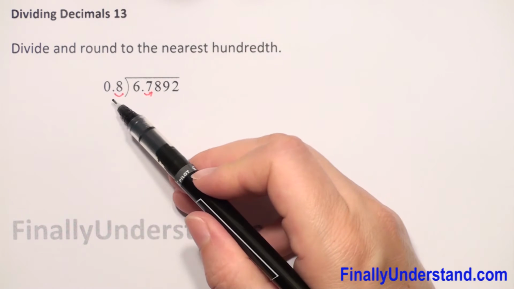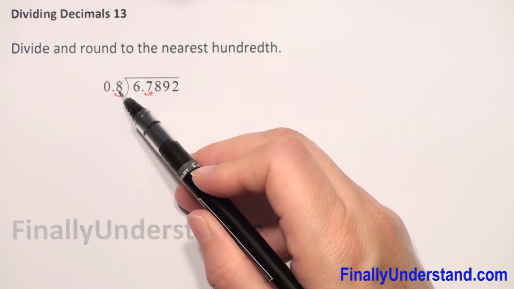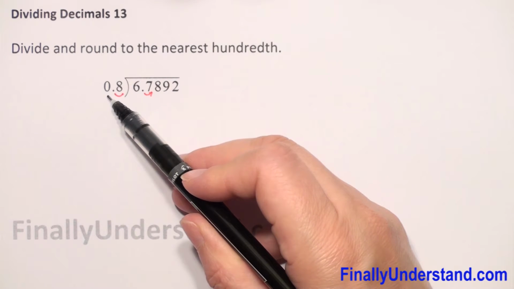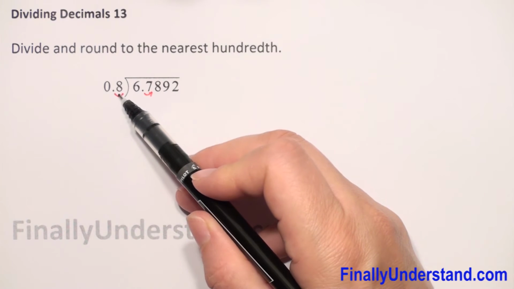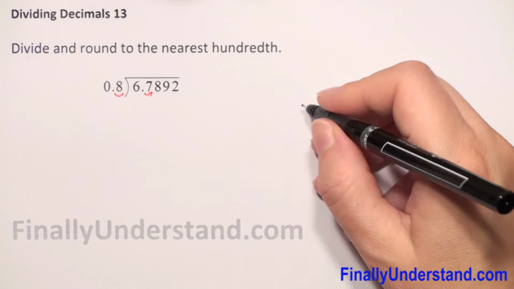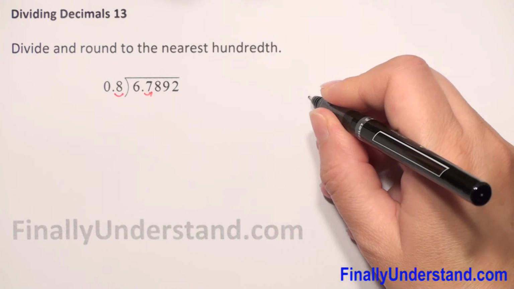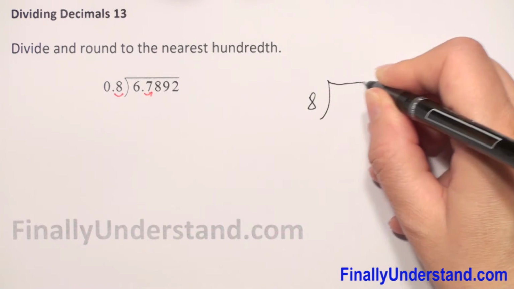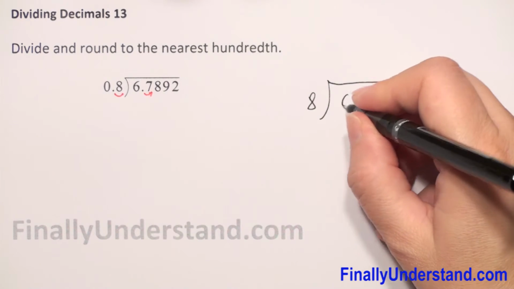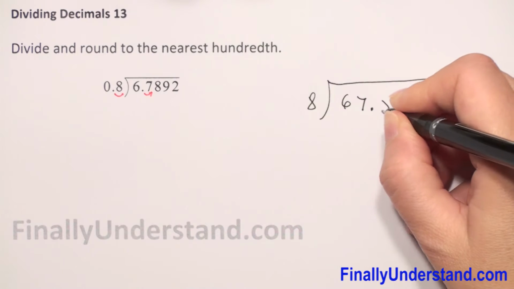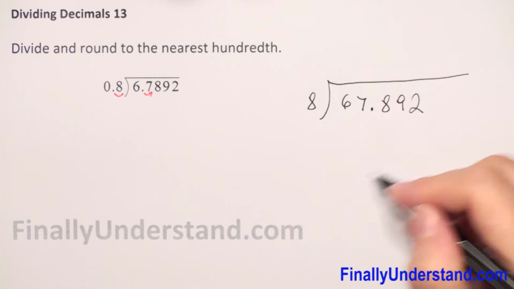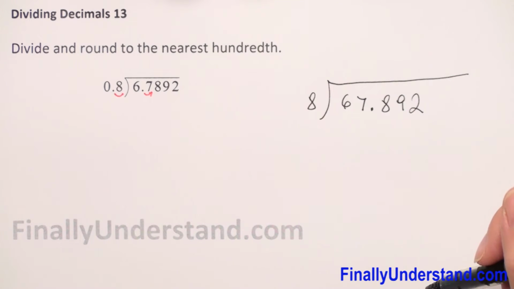So what else? We have 0.8 now. We don't have to write 0 before 8 because this is 8 only. Whole number. So now we have to do long division. We have 8, our divisor, and our dividend is 67.892. How we do this long division? The same like we do division of whole numbers.